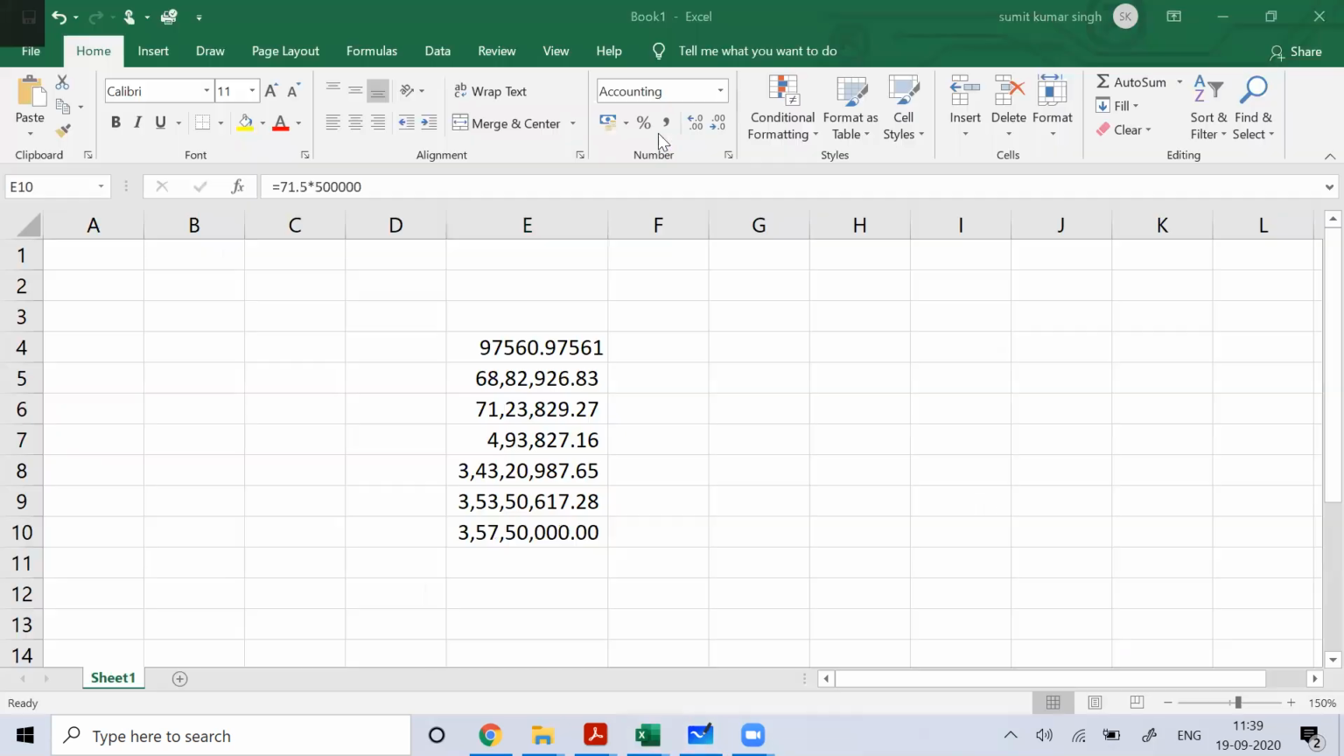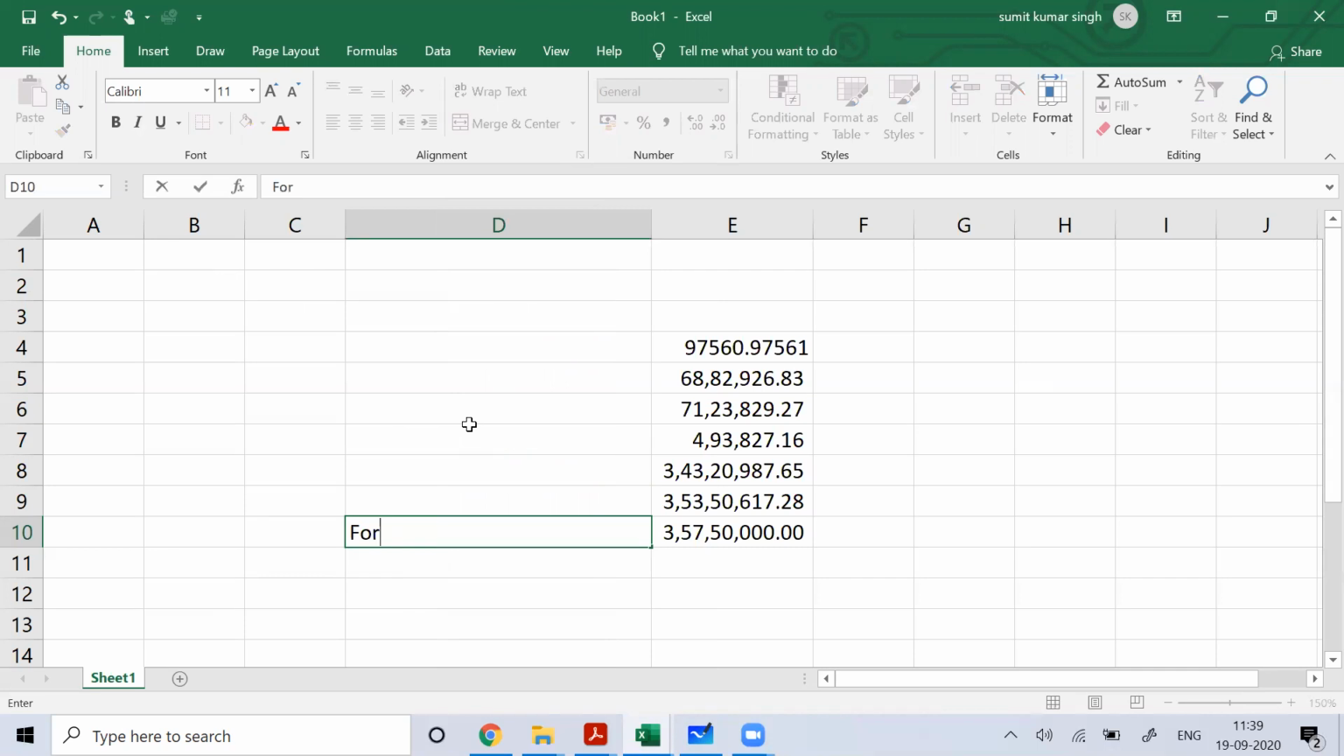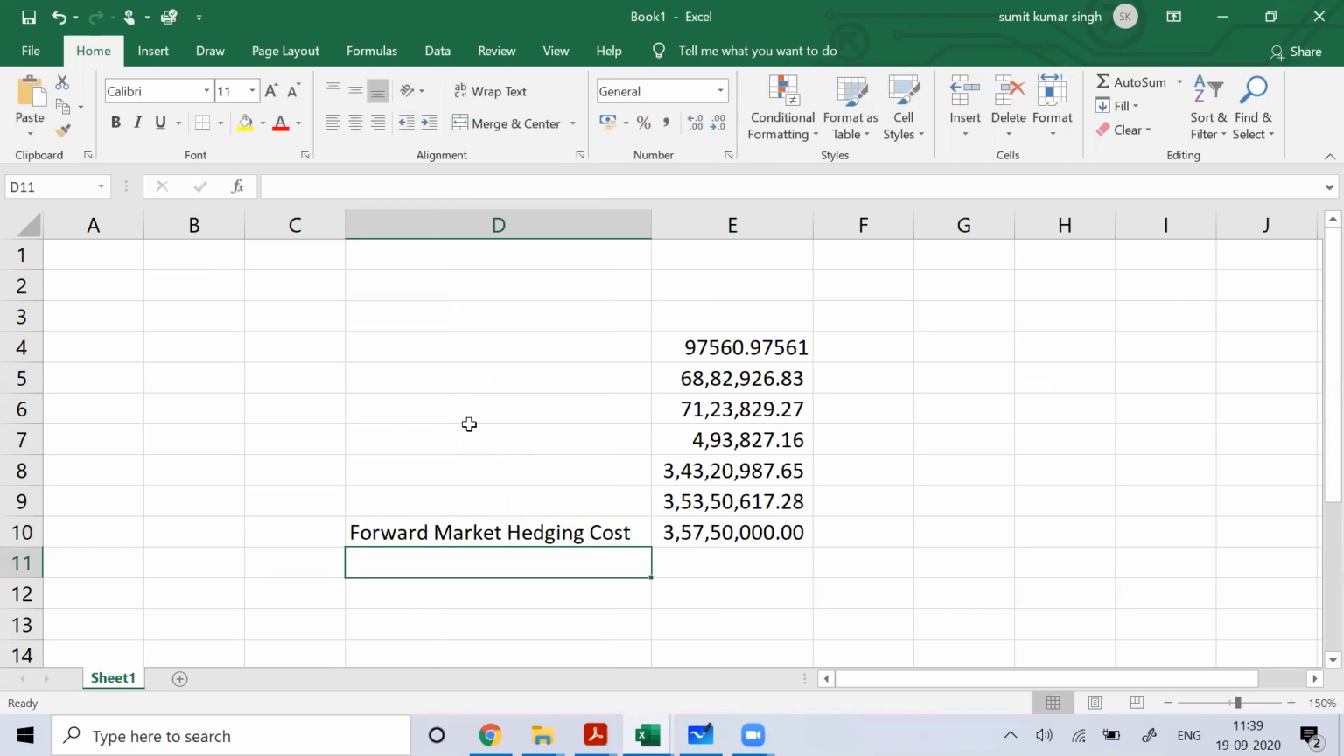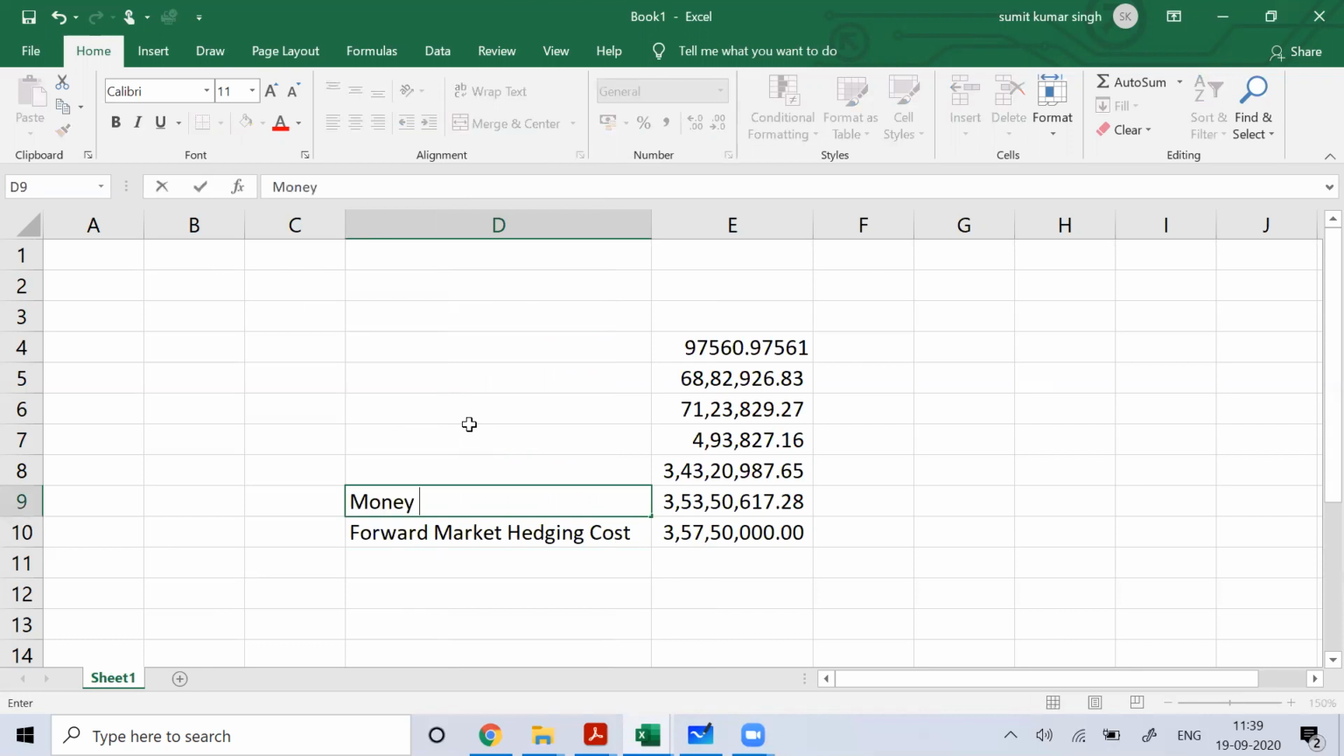So now if you compare, this is the forward market hedging cost. This is the money market hedging cost. So you can see which is lesser: money market hedging is lesser.